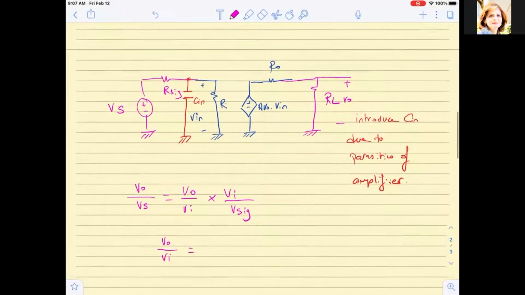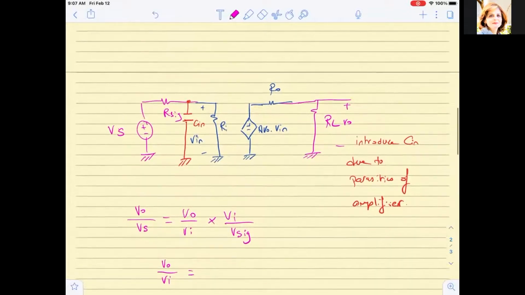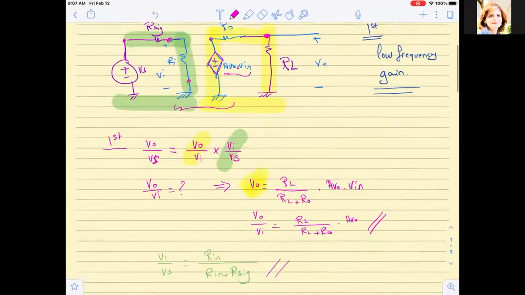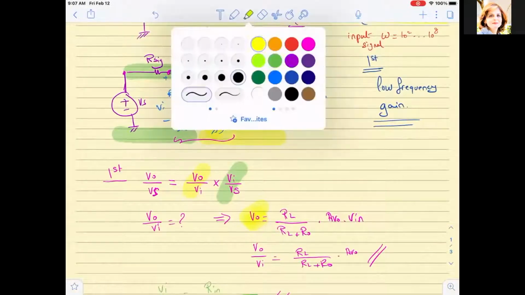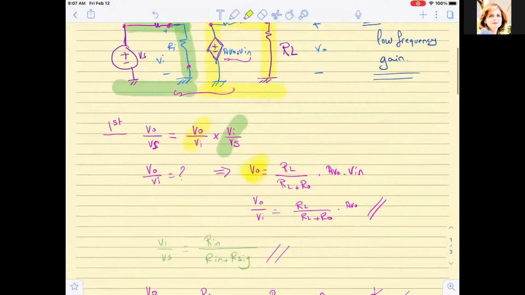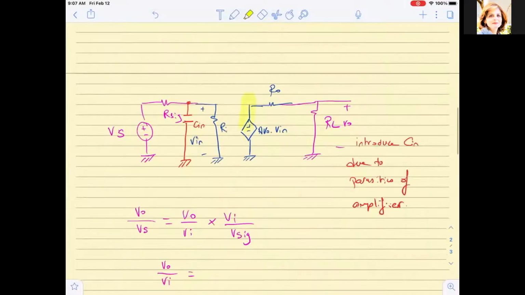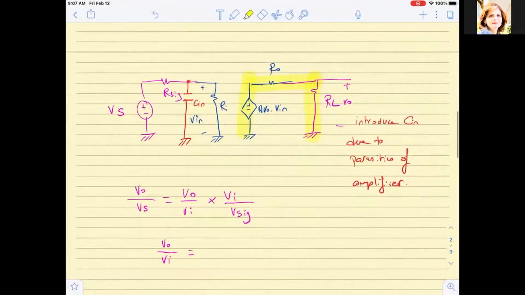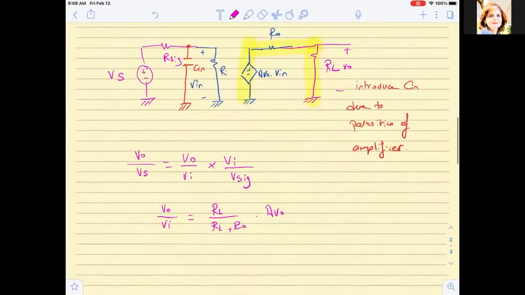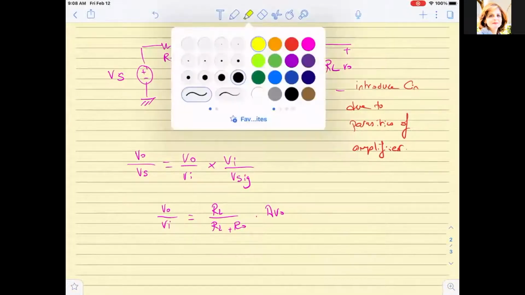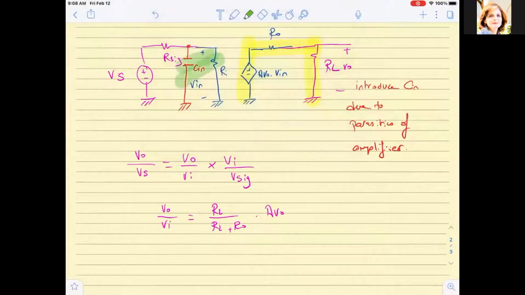Did the network change between this circuit that we see here and the circuit that we see here, the yellow network that governs Vo's relationship to Vn? Is it still the same? Can I still use the same expression? Yes, the same. Okay, so we will use the same, so it's still RL over RL plus RO times AV. The part that changed is now Vn over V sig.